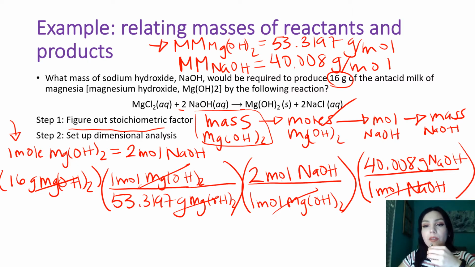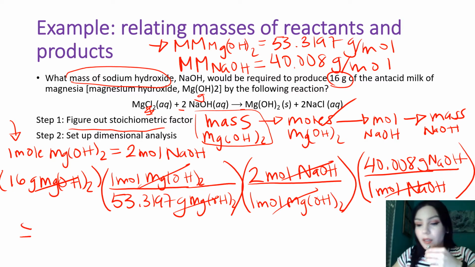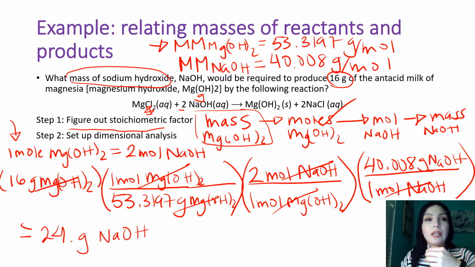So then moles of NaOH cancels out, and then we end up with grams of NaOH, which is exactly what is being asked for, grams. Whoops, sorry, right here, grams. And then what we get is 24, let's see how many sig figs. It should just be 2, so actually that's it, 24 grams of NaOH as our answer.